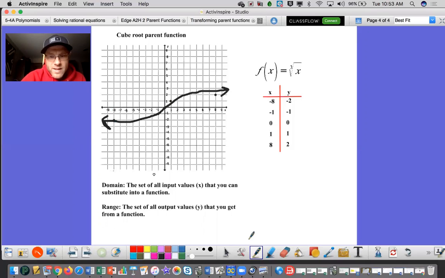So hopefully this gets you an idea about what the parent function is. It's the cube root, we use perfect cubes to plug in. We can plug in positives and negatives, and we get out positives or negatives. So the domain and the range is literally all real numbers, from negative infinity to infinity.